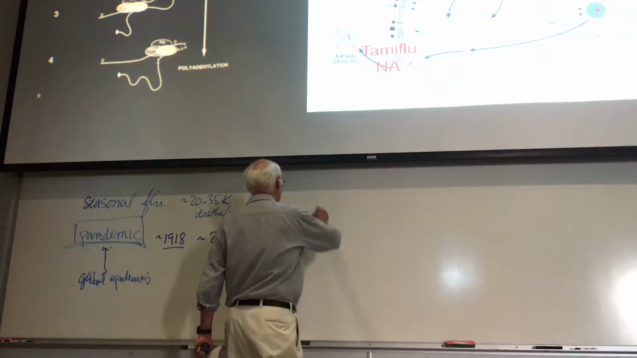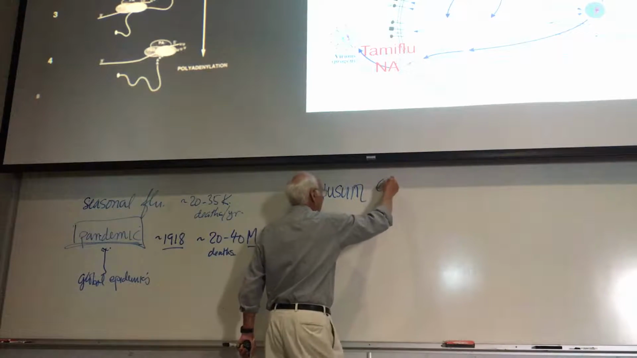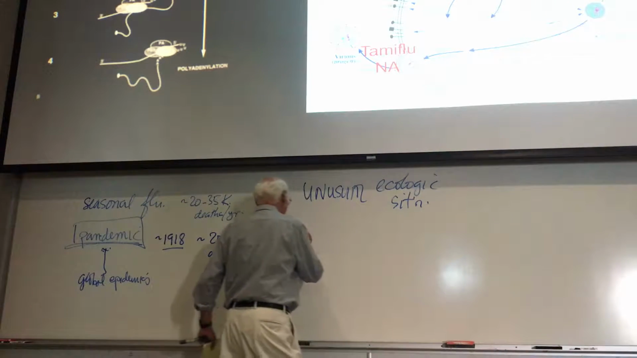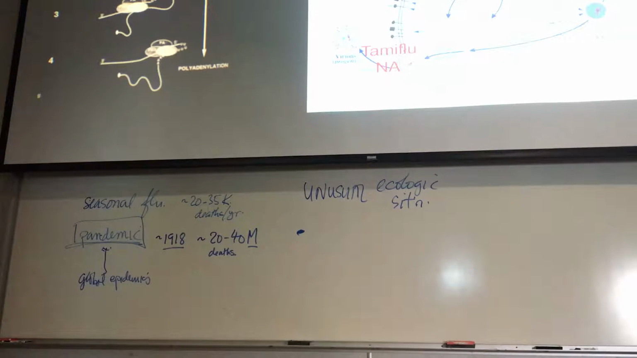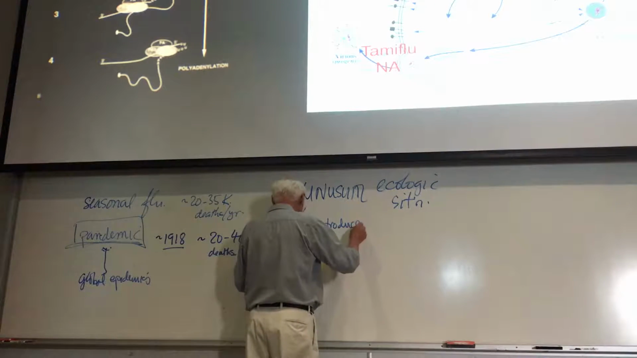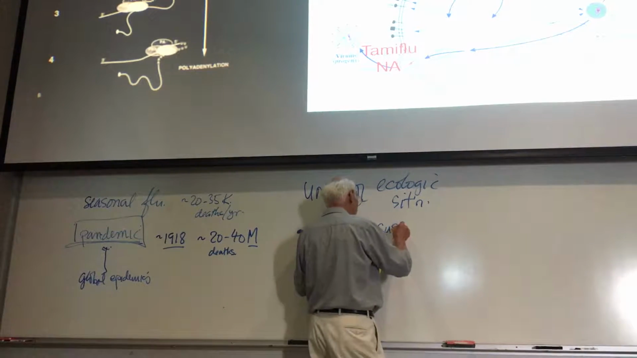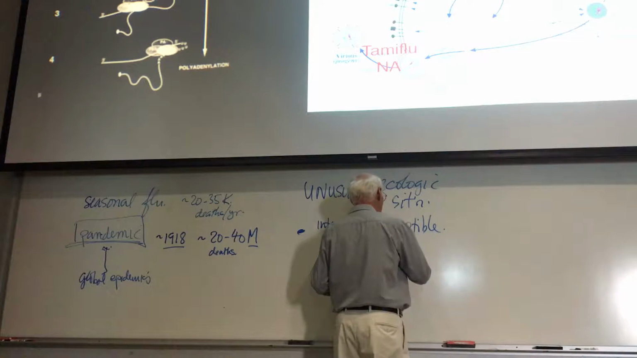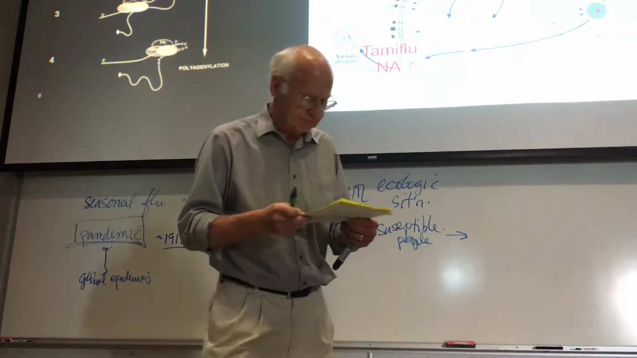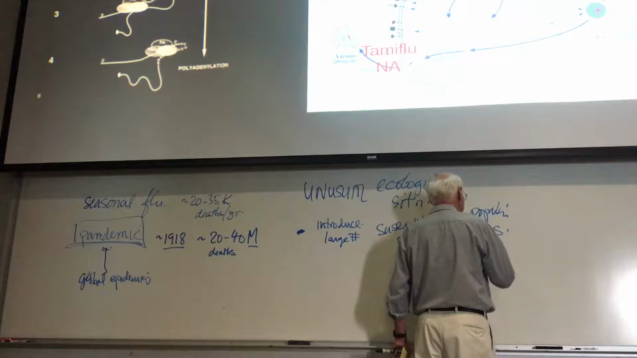And so, in order to get an epidemic, you need some unusual ecologic situation to present itself. And in the case of flu, there are kind of 2 ways that this happens. One is that you can introduce a large number of susceptible people, individuals, into an environment, a population, if you will, where you have a disease that's endemic.